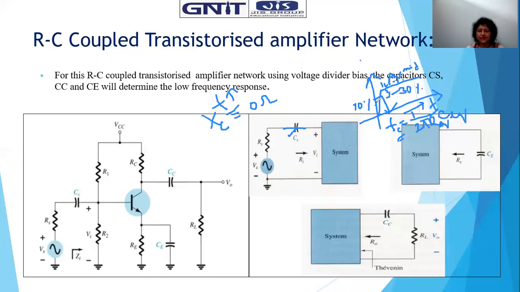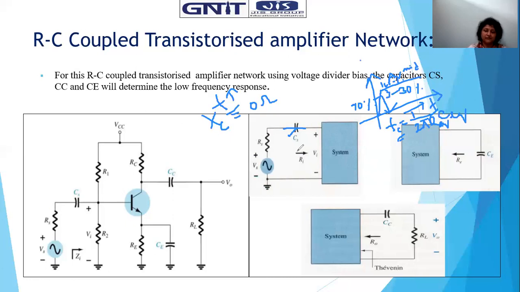But beyond that, we will not get a properly amplified output; we will get an attenuated output. So 70% gain is allowed. That's why the respective cutoff frequency expression we got already in the previous class is 1 by 2 pi R equivalent C equivalent. Now, in this class, what do we find?